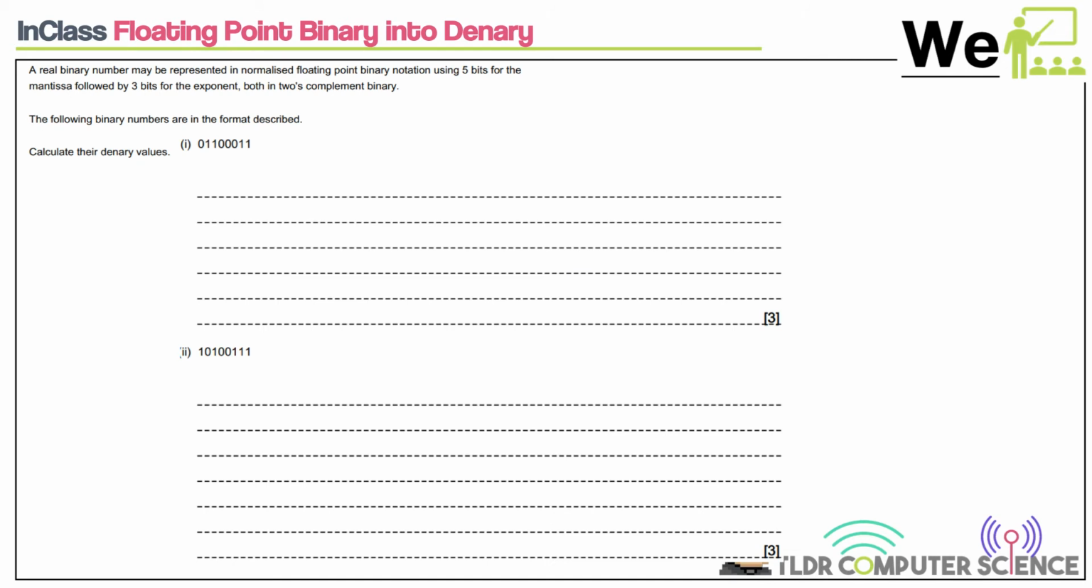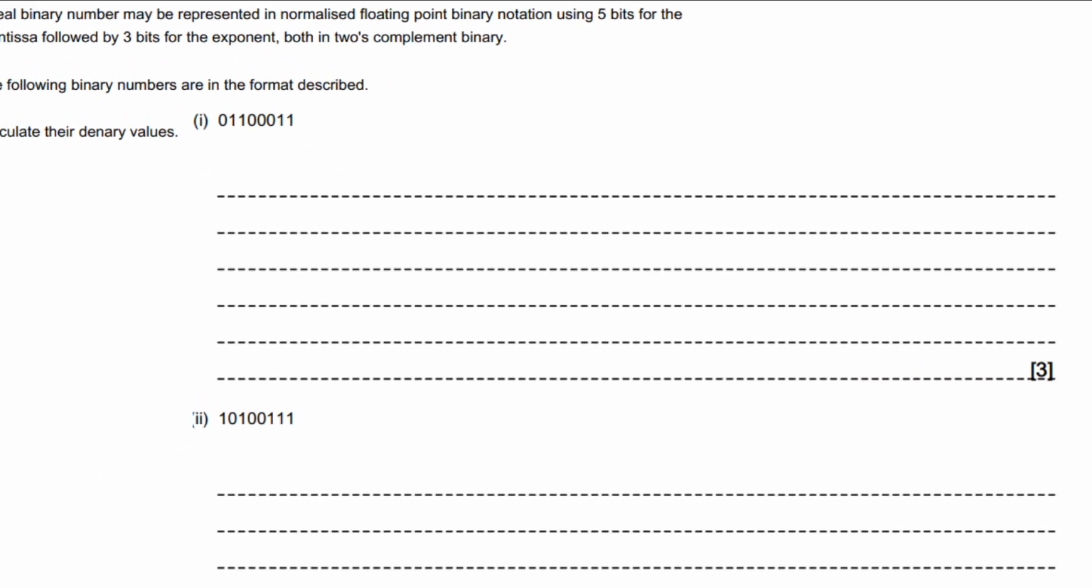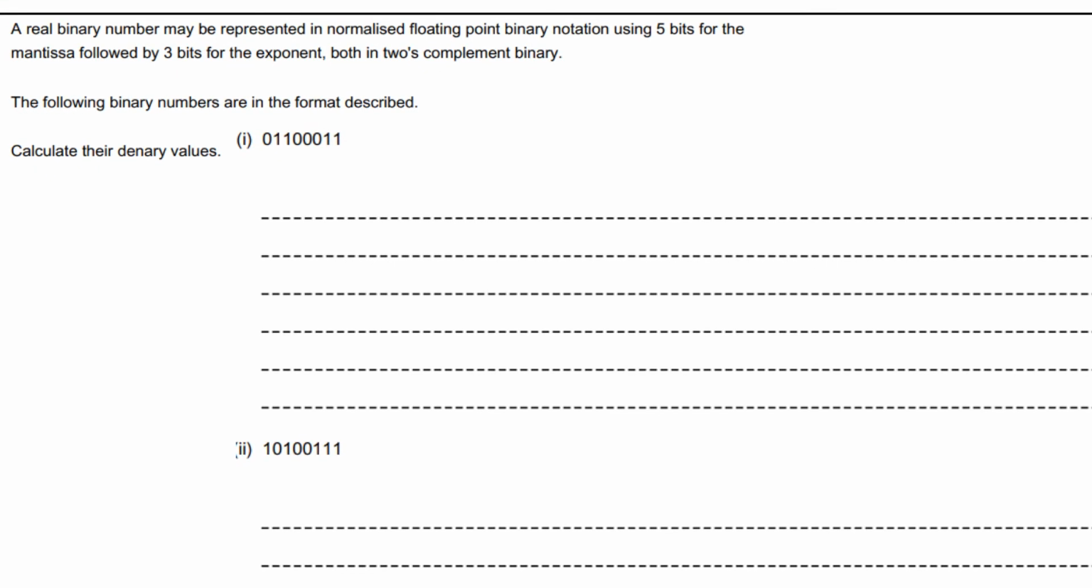We're taking a floating point number and turning it into denary. A real binary number, so that's real in the sense that it has decimal places, a fractional component, may be represented in a normalized floating point by using 5 bits for the mantissa, followed by 3 bits for the exponent, both in 2's complement. And we need to get the denary value of this. So remember, 5 bits for the mantissa, 3 bits for the exponent for this one, and the same for this one. It's a bit small, so maybe if I do this, slightly better, because at least you can see it all. Maybe easier to read.